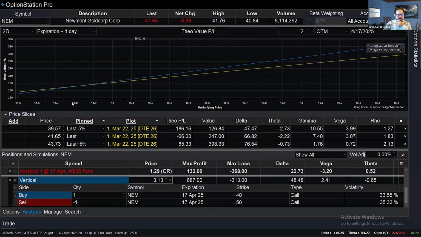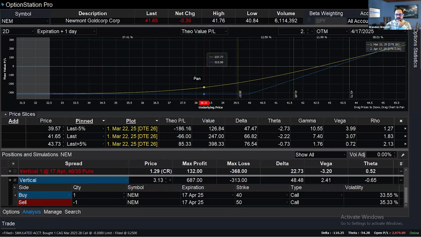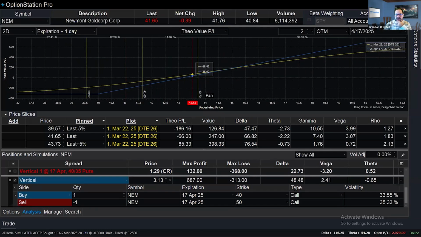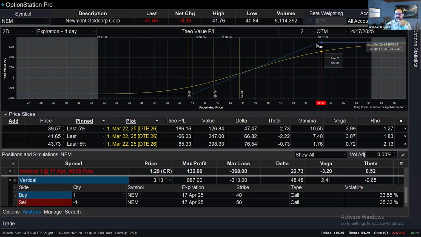That does not look like the bull call spread. Let's see, zoomed in. That's why. Now it looks like a bull call spread. As long as I can see 50. There it is. So there we go.